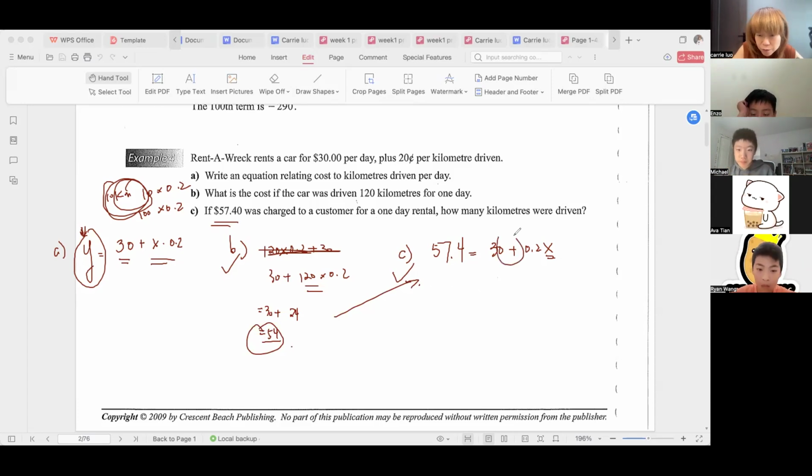So we're going to move this one to there. Everybody, if you study with me long enough, those kinds of equations should be no problem for you, right? So 27.4 equals 0.2x. So x equals what? 137. 137 kilometers is the total that person has driven. Understand?